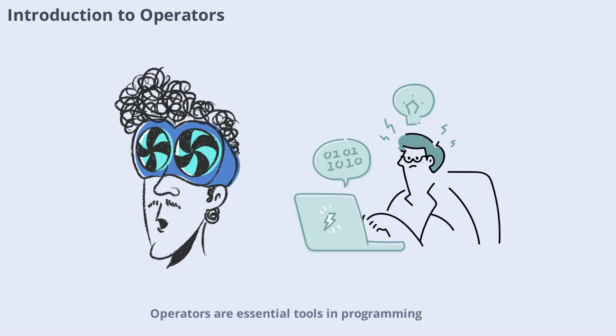Operators are essential tools in programming, allowing us to perform calculations and manipulate values efficiently. Whether you're just starting out or brushing up your skills, understanding operators is a fundamental step in mastering JavaScript. In this video, we'll explore the basic arithmetic operators, see how they work with simple examples, and understand their practical uses. Let's dive in and discover how operators make coding easier and more powerful.